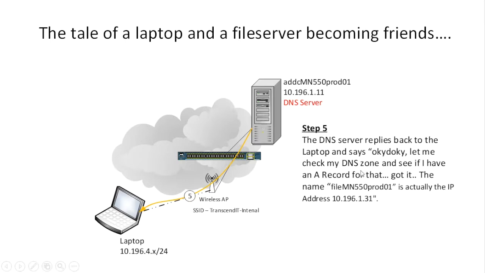So yeah, just ask the DNS server, okay, what is this, right? And the DNS server says, okay, well, I do have an A record for that. This file, mn550prod01, is actually the IP address 10.196.1.31. Now you may be wondering, which I wondered this when I first got into IT, like, well, why the heck don't we just use this IP address in the first place? Because it eliminates the need for DNS, and it seems more efficient.